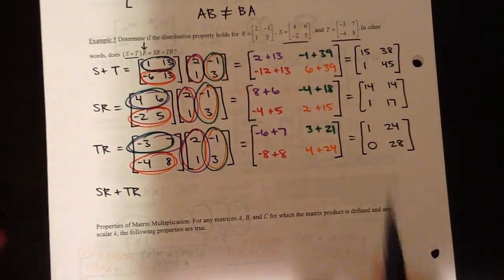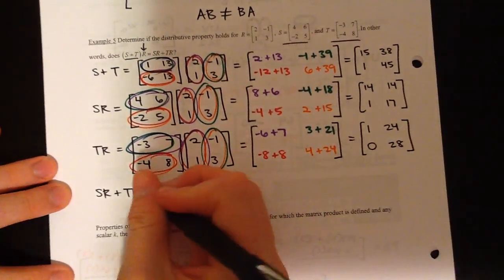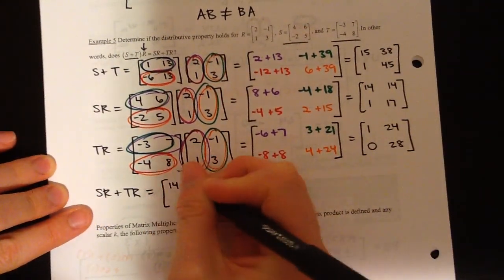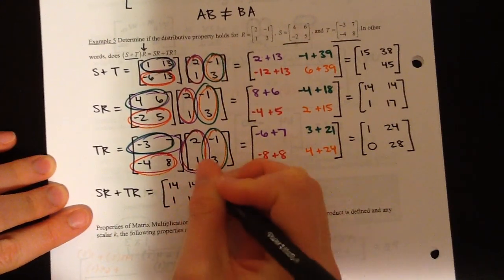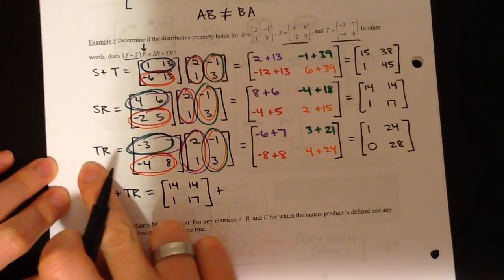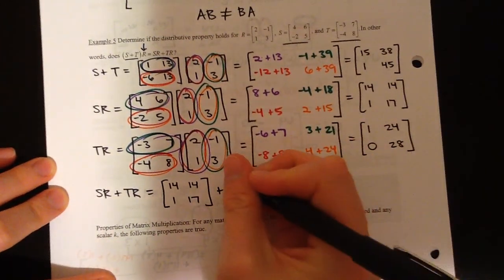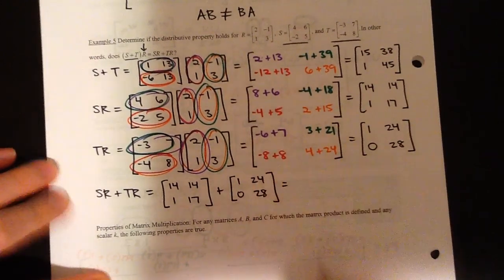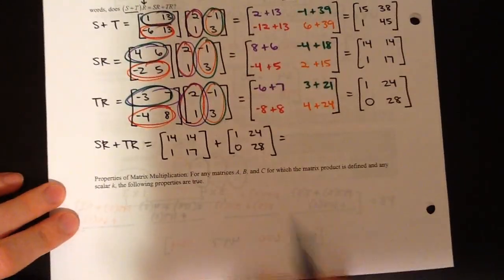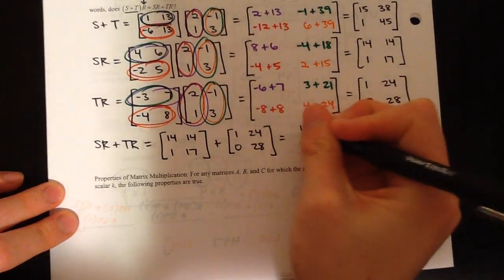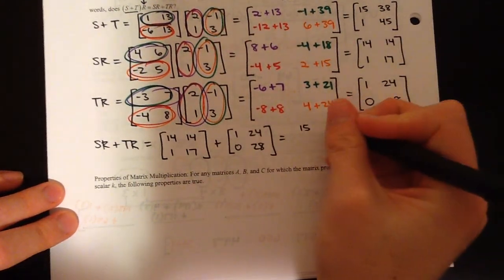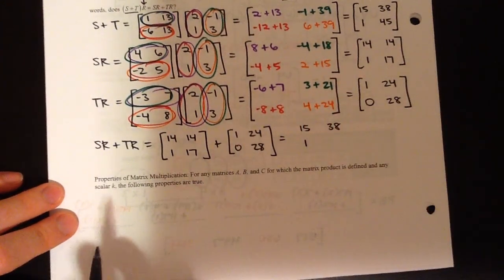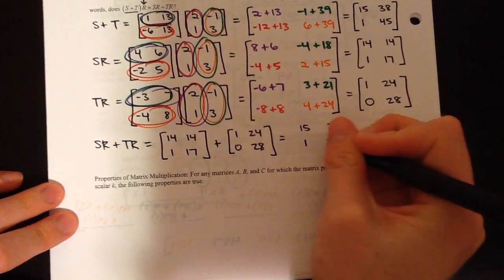So as a last step, I'm going to take these two matrices that I just came up with. So I want SR, which is right here. And I want to add that to TR, which is right here. Okay, so remember the way that addition works from the other day is we add each matching element together. So 14 plus 1 gives me 15. 14 plus 24 gives me 38. 1 plus 0 gives me 1. And 17 plus 28 gives me 45.